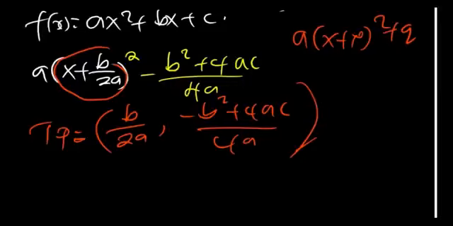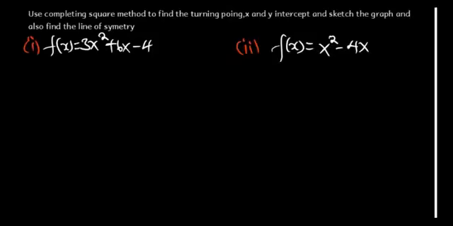So let's say we have a question. They are saying, using the completing the square method, find the turning point, x and y-intercepts, sketch the graph and also find the line of symmetry. So we have the first question here. The first step we said is to factor out the a, which is going to be 3. I'm going to have x squared plus 2x minus 4 over 3.